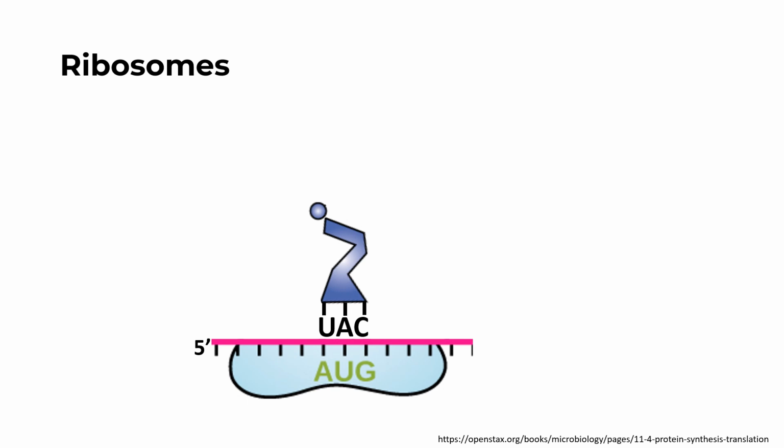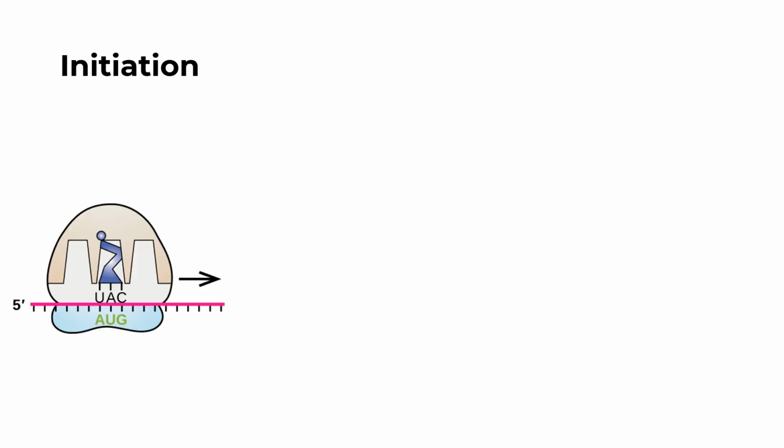Before translation can begin, the small ribosomal subunit joins with the tRNA that matches the start codon. This is called the pre-initiation complex. It binds to the 5' end of mRNA and then scans along until it reaches that start codon. Once the pre-initiation complex aligns with the start codon, the large ribosomal subunit binds, forming the complete ribosome. Notice that the first tRNA is now sitting in the P site.